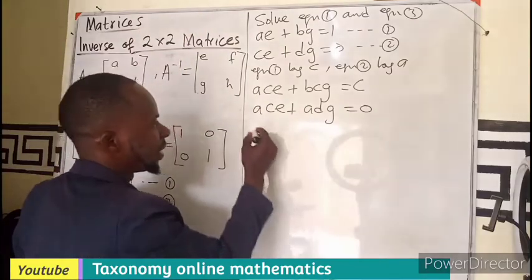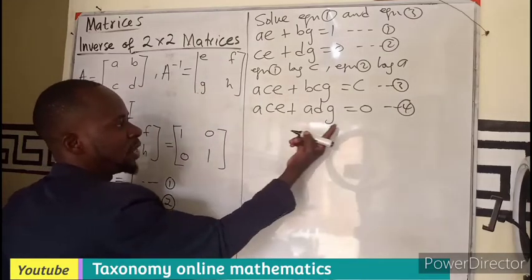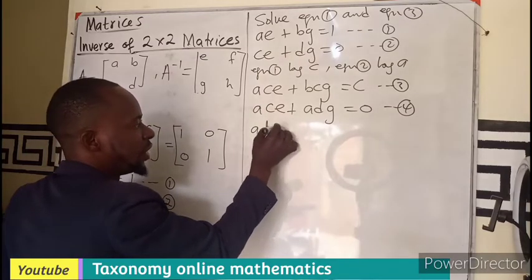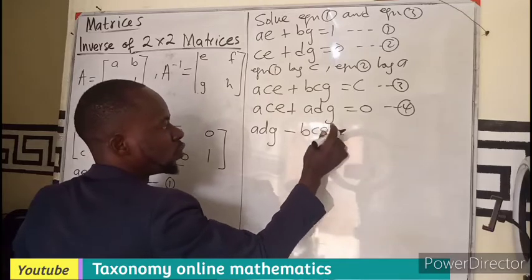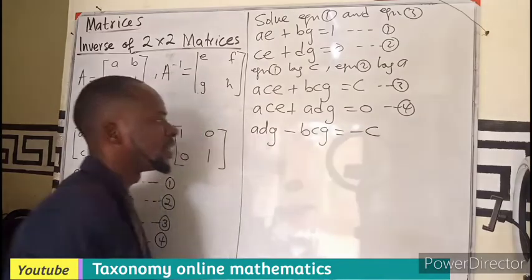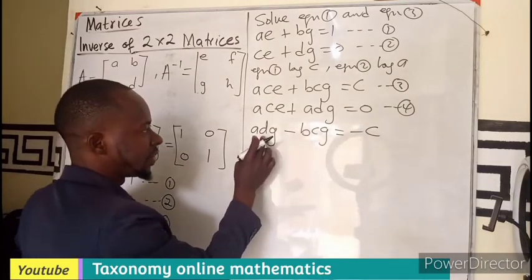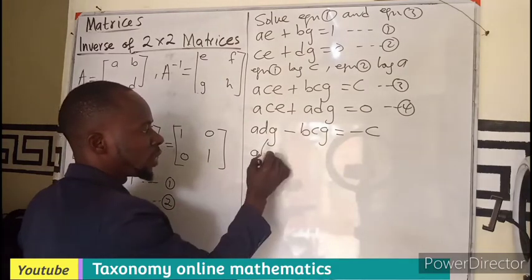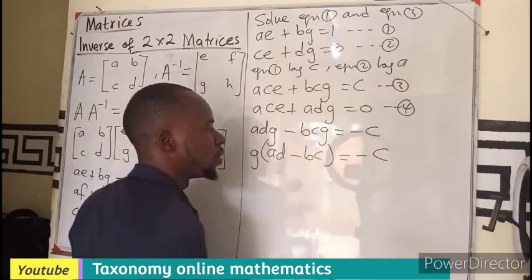So let's say equation 3 and 4. We are going to have equation 4 minus equation 3. That will give me ADG minus what? BCG equals to, it is this minus this, right? So I'll have minus what? C. Right? Good. So in this case, I have G in both, so I take the G out. I'll be left with AD minus BC equals to minus C.